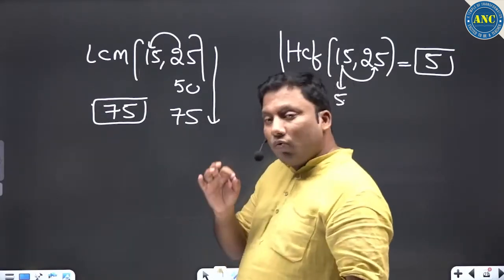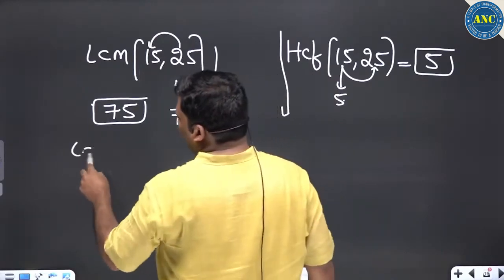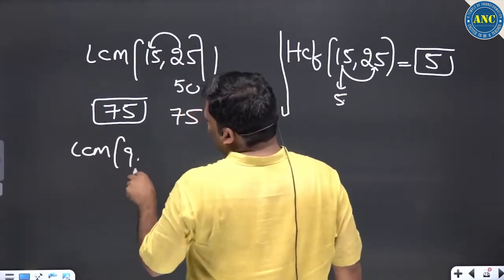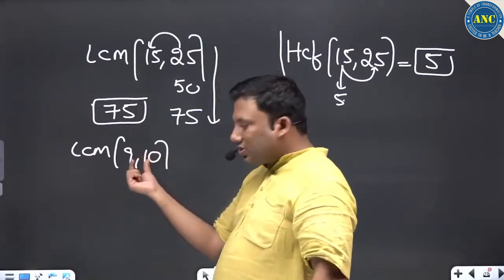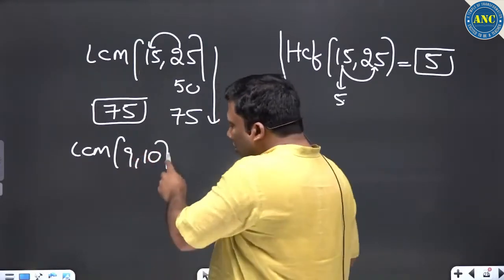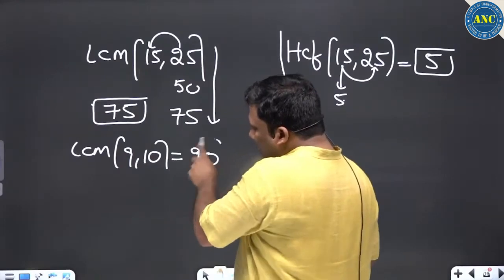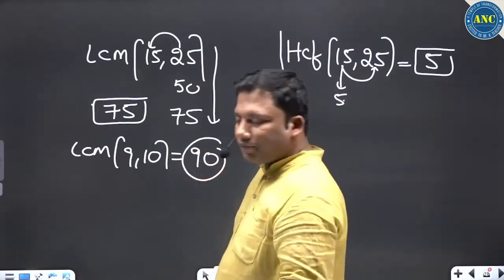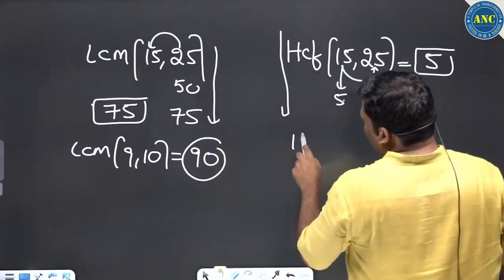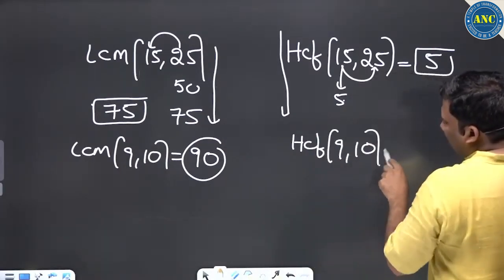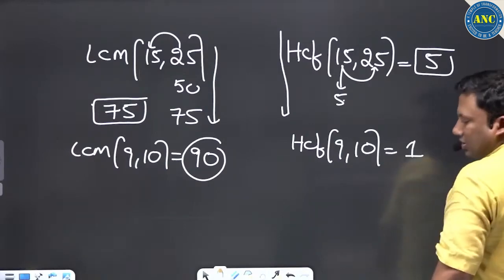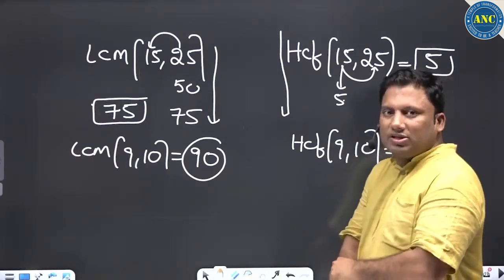Now see here, one important point. LCM of 9, 10. 9 and 10 are consecutive numbers, so the LCM is their product, 90. HCF of 9, 10: for consecutive numbers, it is 1. HCF of consecutive numbers is 1.